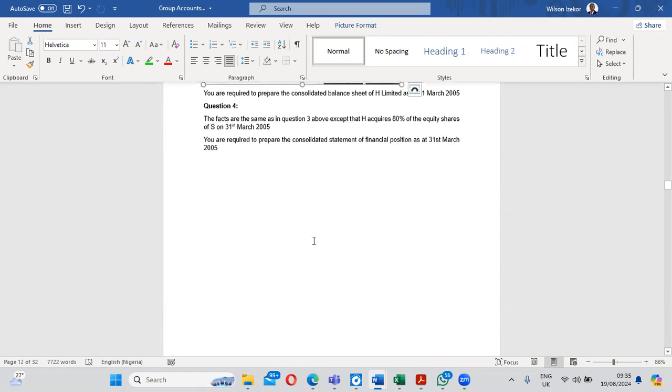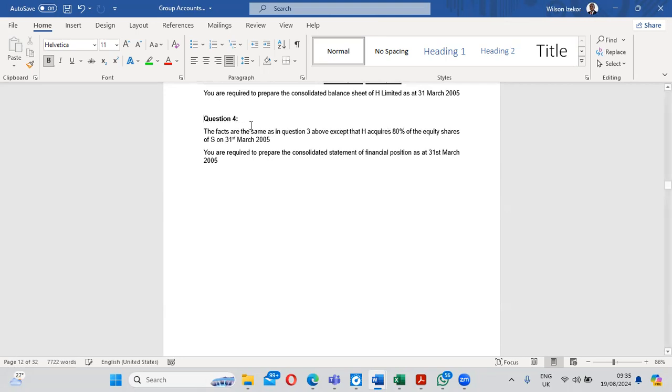Okay. So question 4 says that the facts are the same as in question 3 above, except that H acquired 80% of the equity share of S on 31st March 2005. So here we are having non-controlling interest. So we are introducing non-controlling interest here.